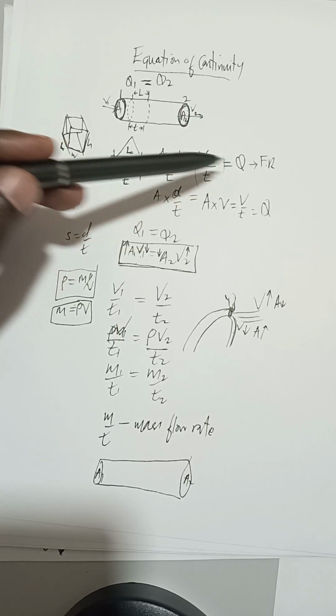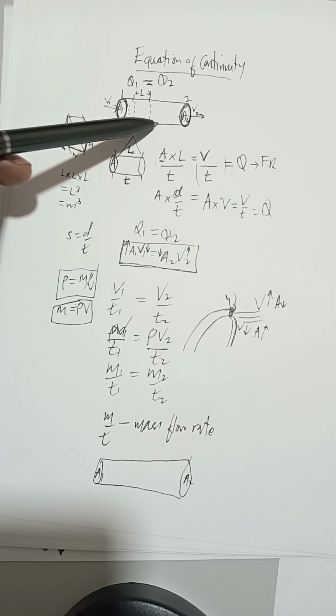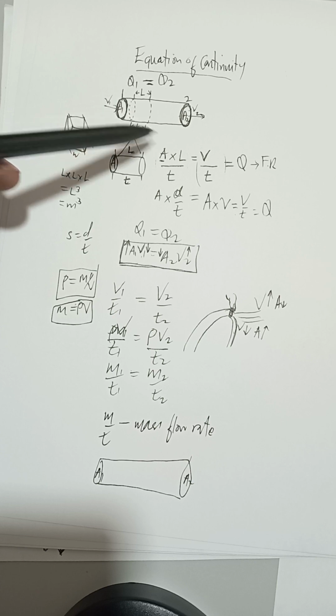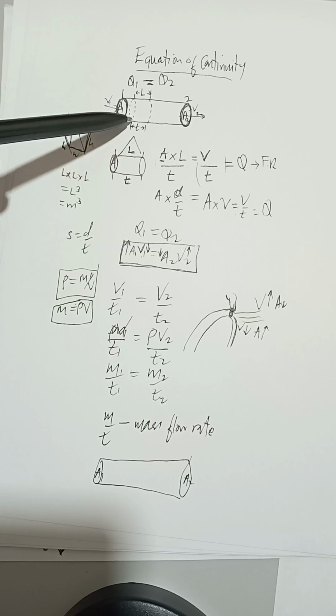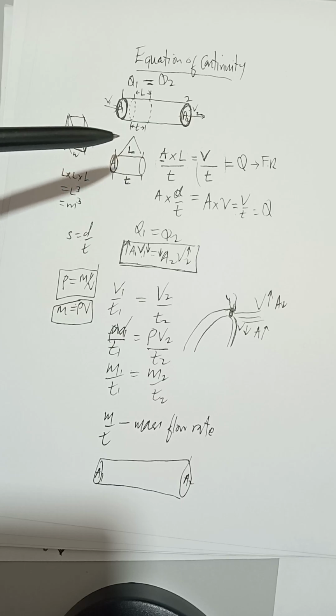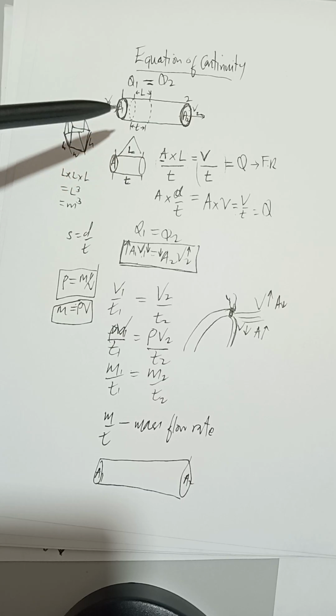So flow rate is basically how much volume moves past a point in 1 second, related to the speed inside the pipe. And the fluid can be gas or liquid.